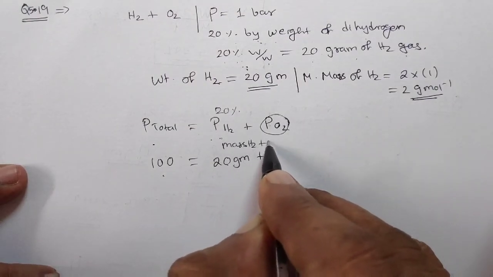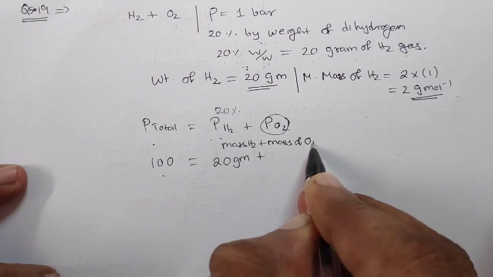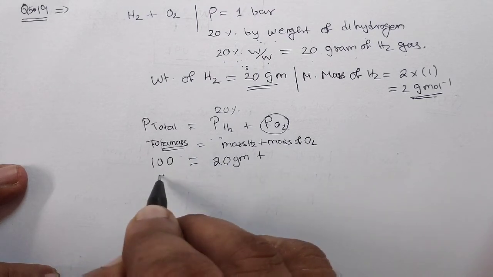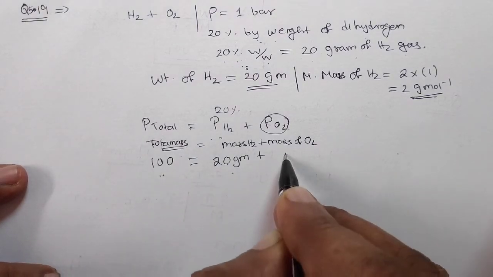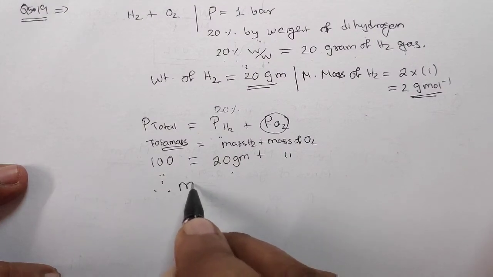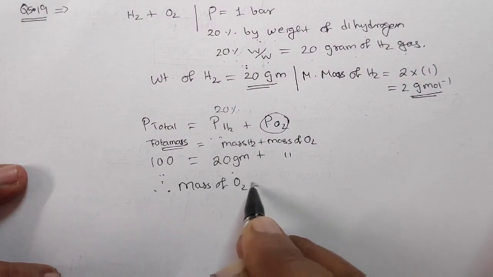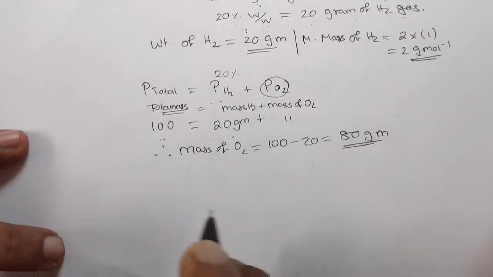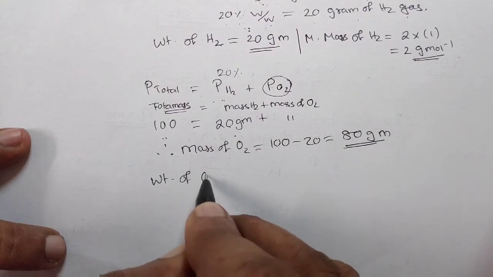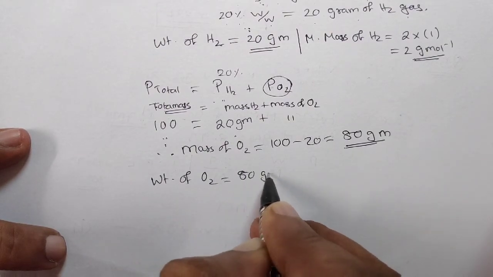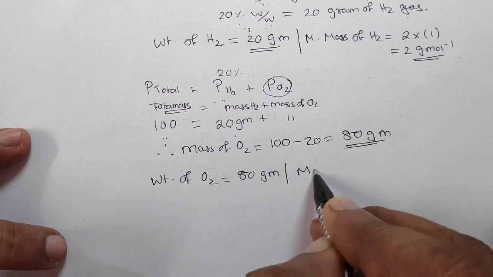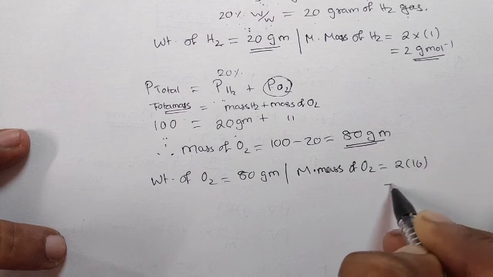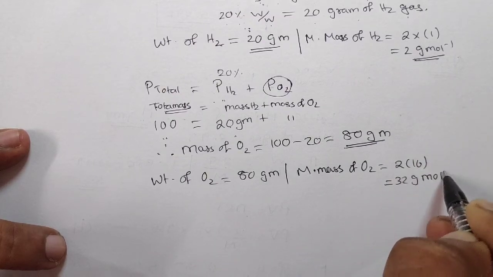Mass of H2 plus mass of O2 will be equal to total mass, right? So, in terms of percentage, this is 100, this is 20. So, what will be the mass of O2? Therefore, the mass of O2 will be equal to 100 minus 20, which is 80 grams, right? So, the weight of O2 is 80 grams. In the same way, the molar mass of O2 will be 2 into 16, which is equal to 32 gram per mole, right?